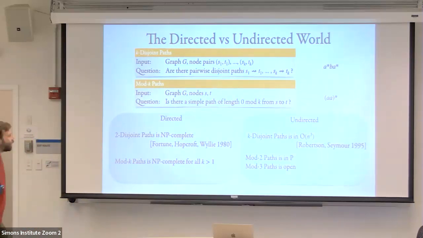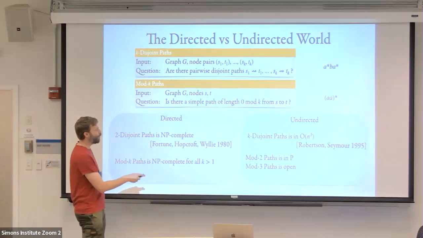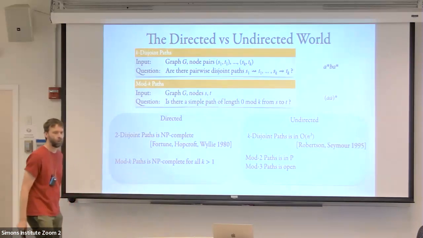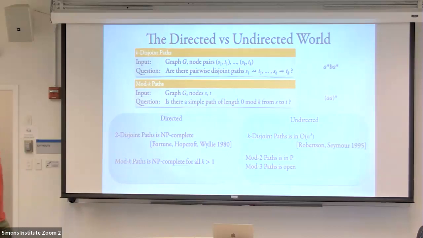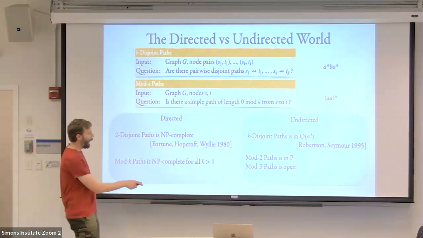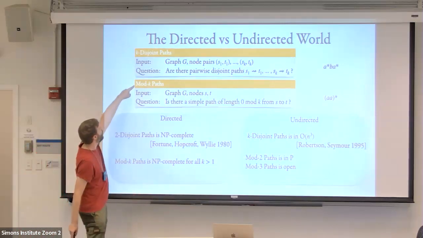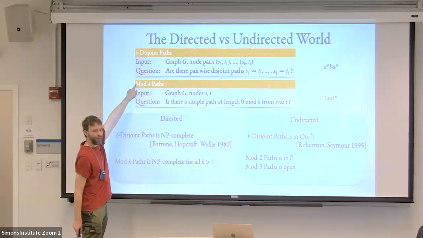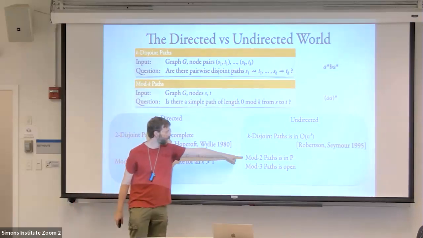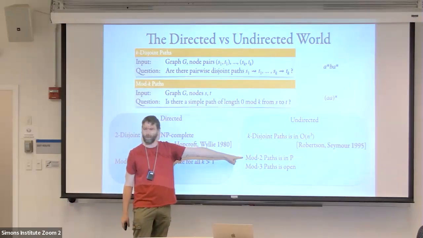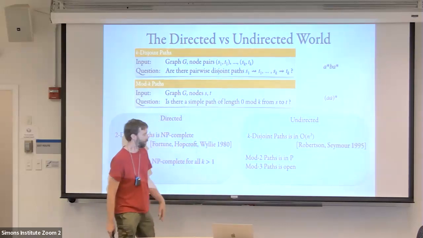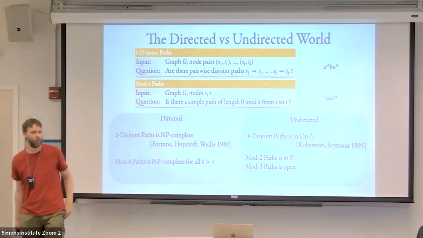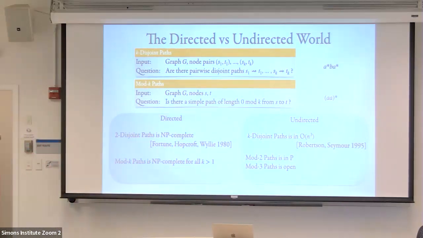Okay. In the undirected world, the k disjoint paths problem is in n to the third, and this is in Robertson and Seymour's graph minors 13 paper. So yeah, that's what they do. And modulo 2 path, this one here, is in polynomial time. If you have energy later on, I can again show you the proof in 3 pictures. And modulo 3 paths and the ones above that, I guess we don't know. Modulo 3, we definitely do not know.